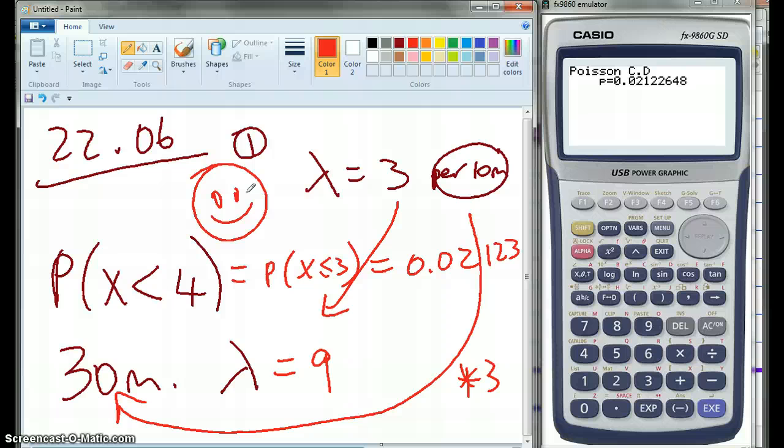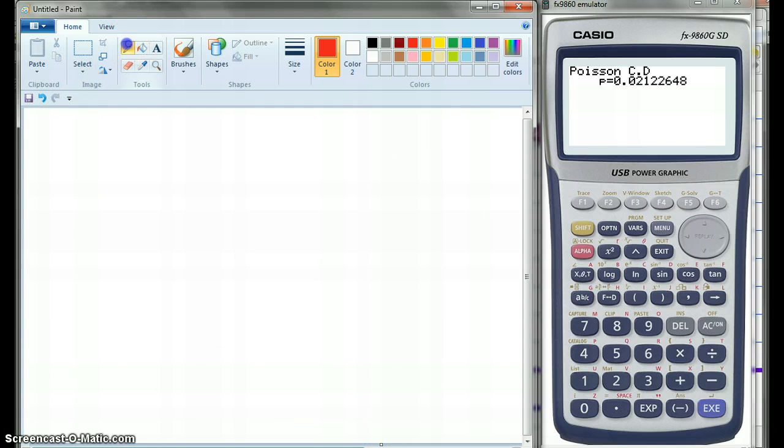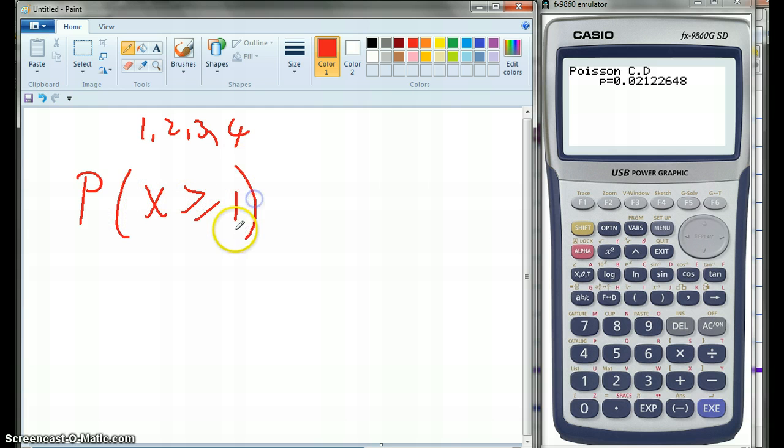What is the probability that at least one piece, so I'll just get rid of that. So what's the probability at least one? What does at least one mean? At least one, so that could be 1, 2, 3, 4. So it's the probability x is greater than or equal to 1. Calculator doesn't have that button, so it's got to be 1 minus the probability of x equal to 0. Okay, we're in business.